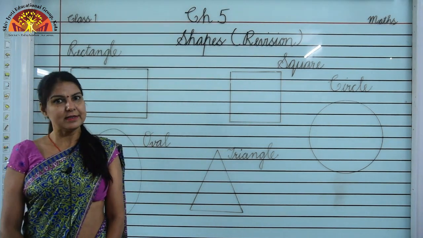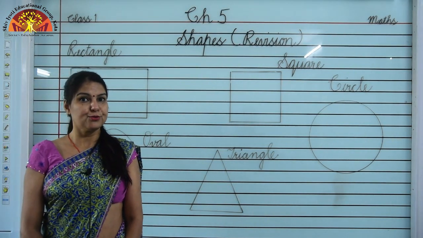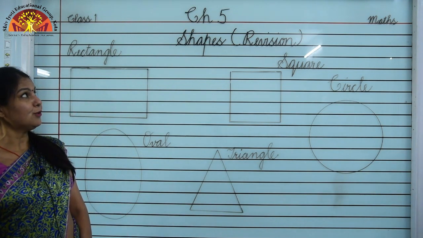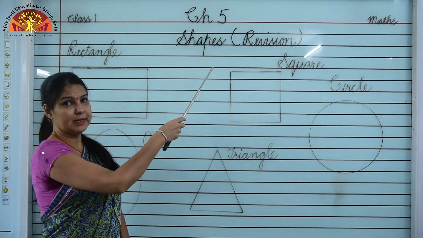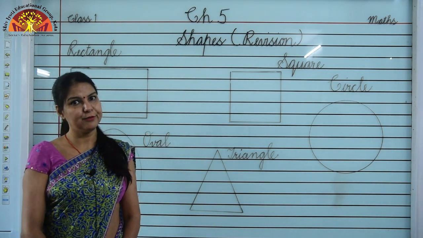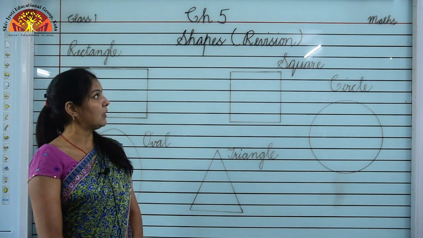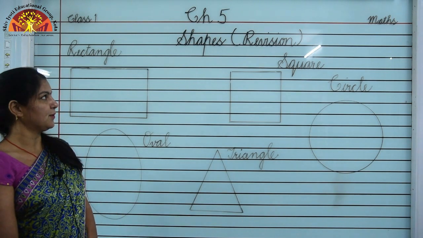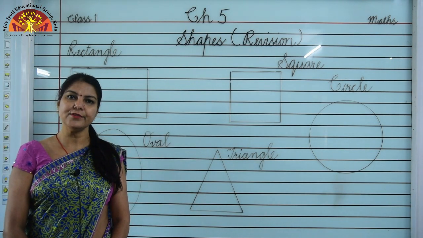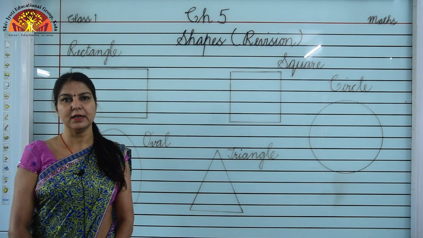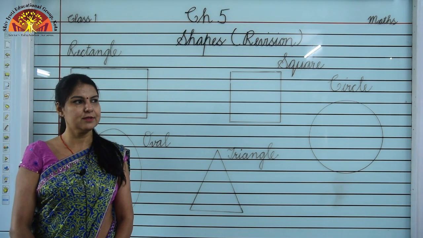Children, this is the time for revision. So, in this video we are going to revise chapter 5, shapes. I hope you have focused on the videos which we have uploaded till now. Now we will revise the chapter. You know all things have shape. What shapes they are, we will see in this chapter.